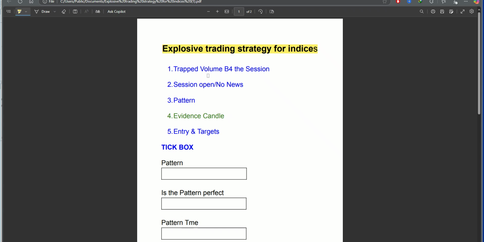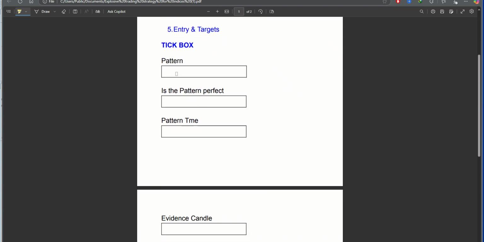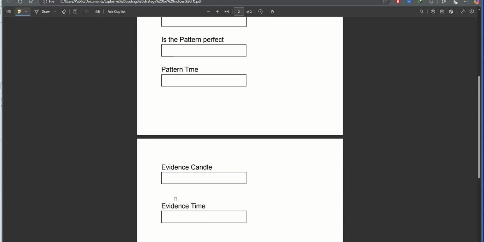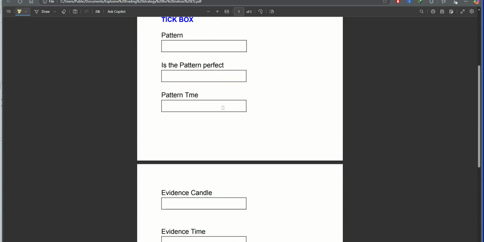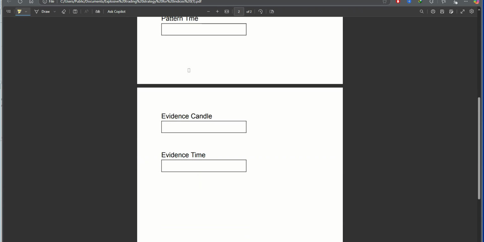This is what enables us to take the best execution each and every day, and this is a tick box that I use every day. It tells me if I'm gonna execute or not. As the setup is in play, I fill this in up to this point, and if everything is met correctly, it tells me that I will execute. But if everything is not met, then I do nothing.